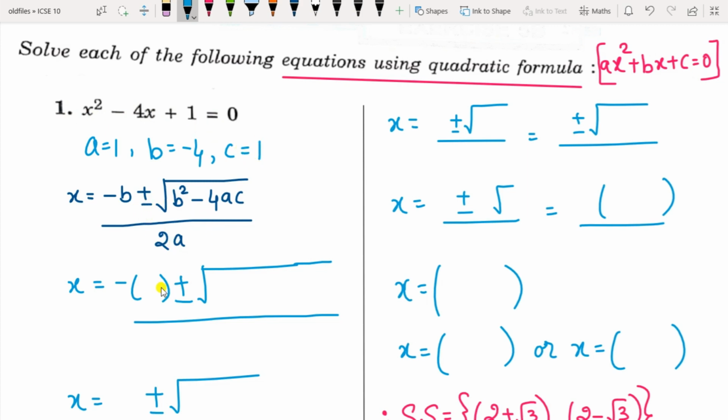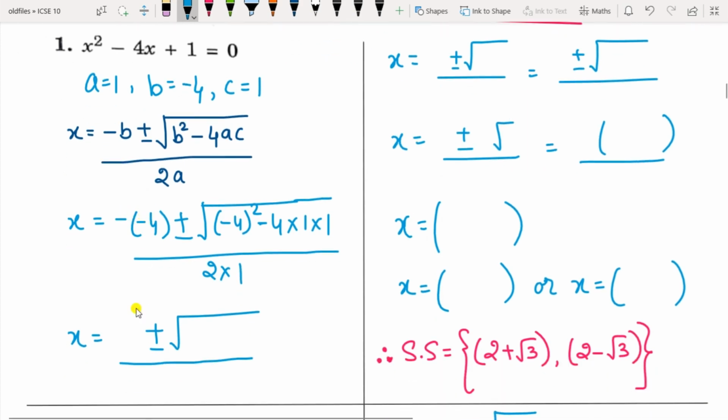Now write this formula and substitute the values of each of the variables. Here b is minus 4, and this minus is of minus b, and this is the minus 4 value of b. Now b square is minus 4 square, minus 4 into a is 1 and c is 1, upon 2 into a is 1 here. Right? So this minus minus will become plus 4, plus or minus under root of this will be here 16. 4 minus 4 square is 16, and this is minus 4, the whole upon 2.